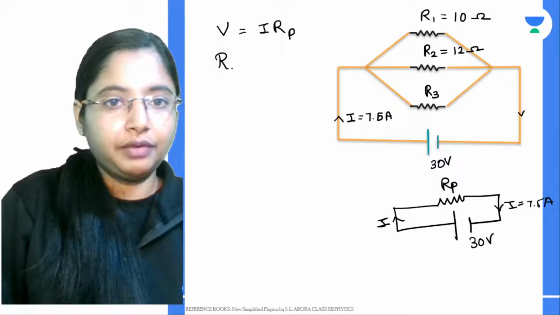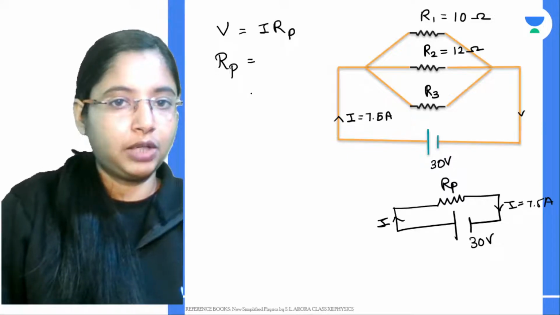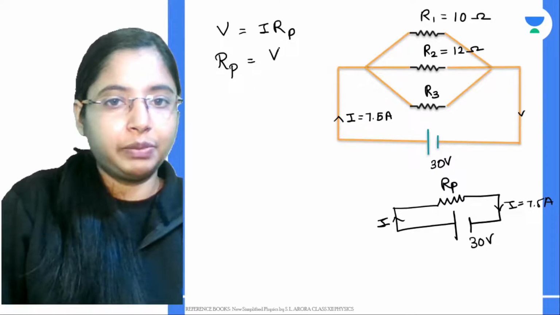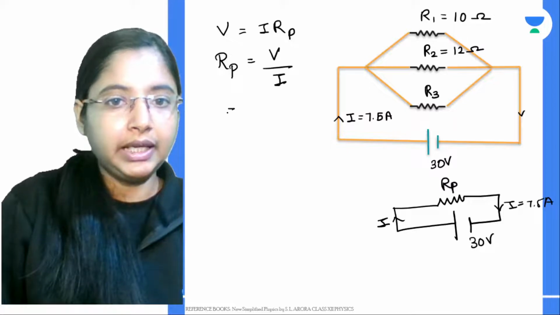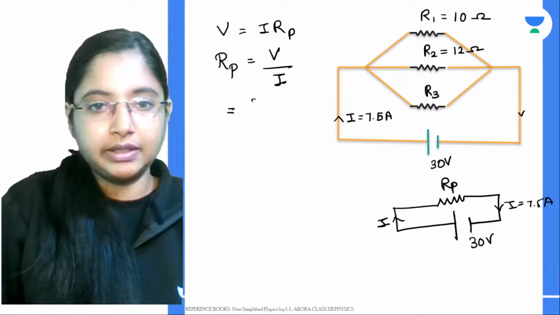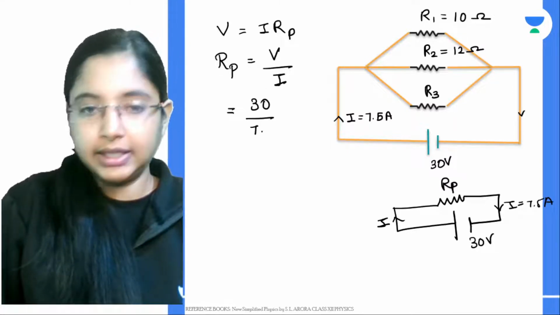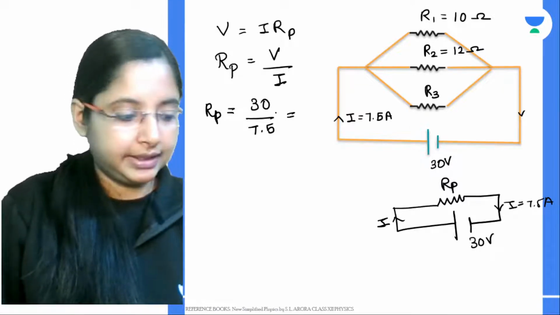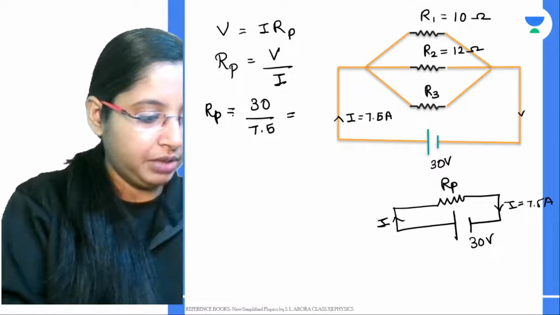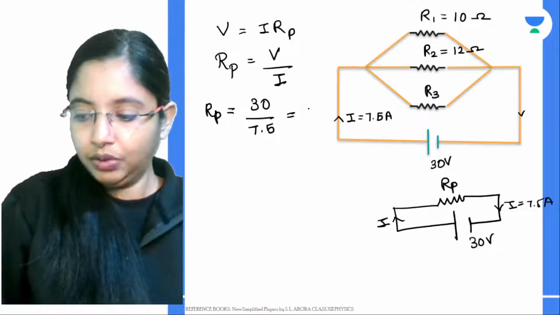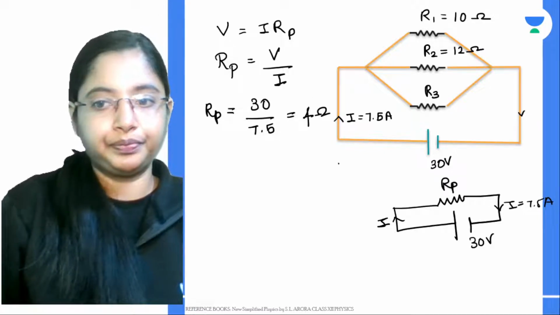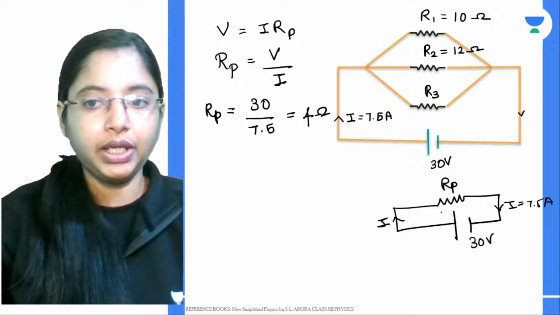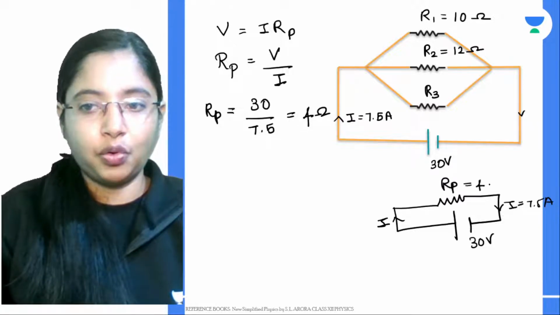So for the parallel combination, what is the equivalent resistance value? That will be V by I. The voltage in this case is 30 volts, and the current through it is 7.5 amps. So if you solve for the equivalent resistance, you will get a value of around 4 ohms. So this value is 4 ohms.